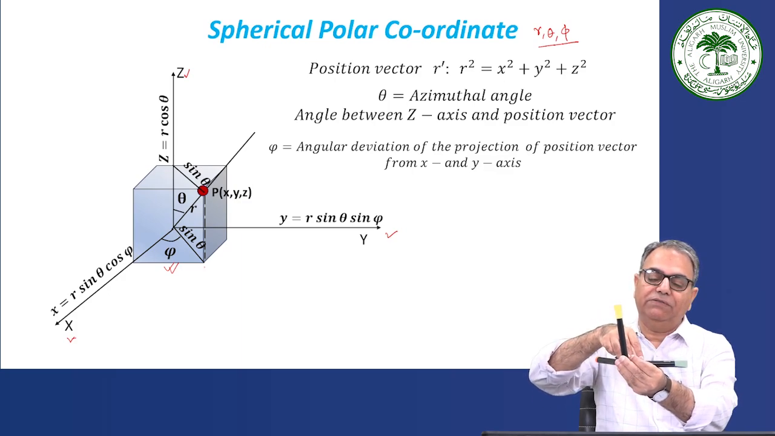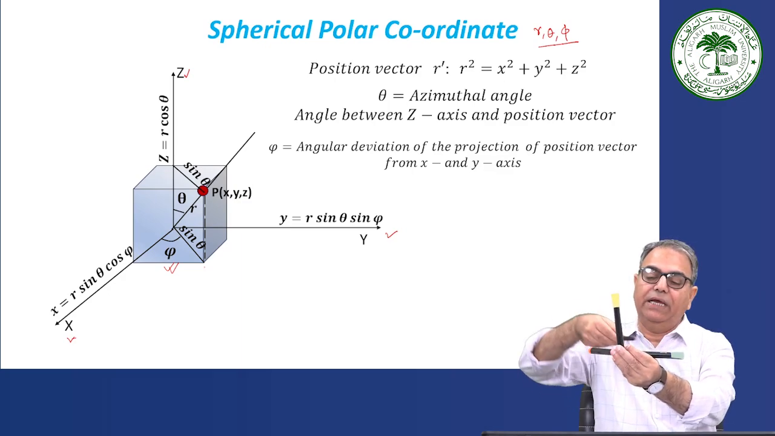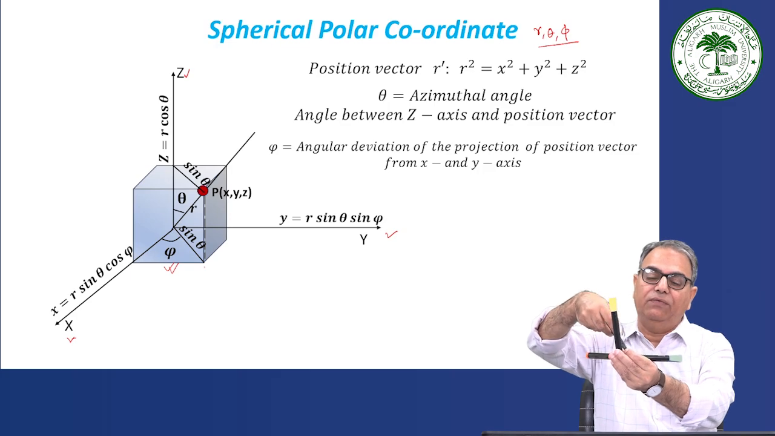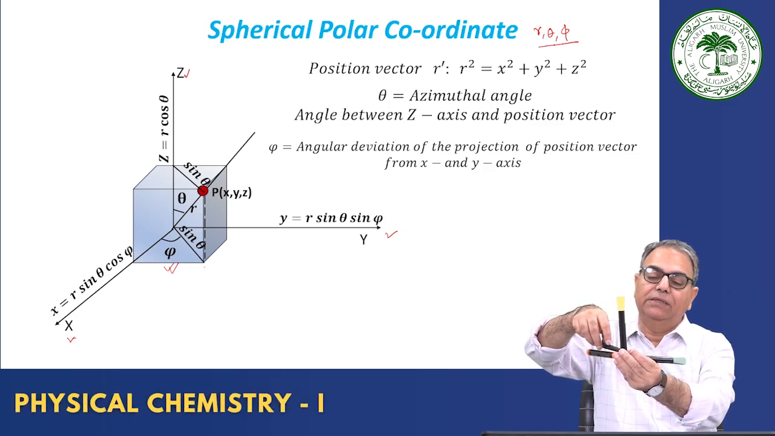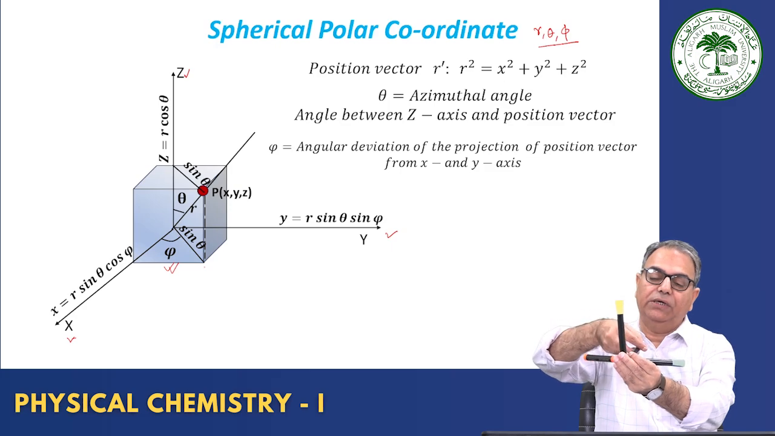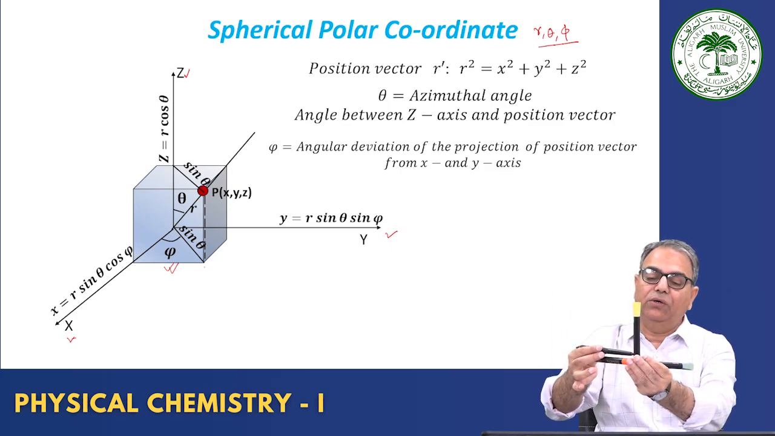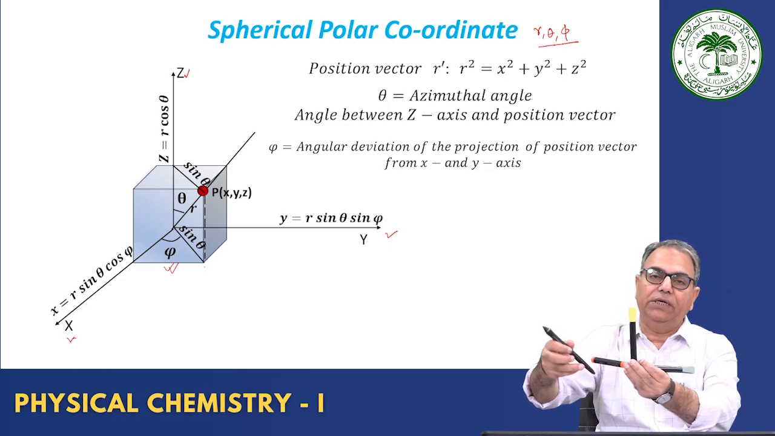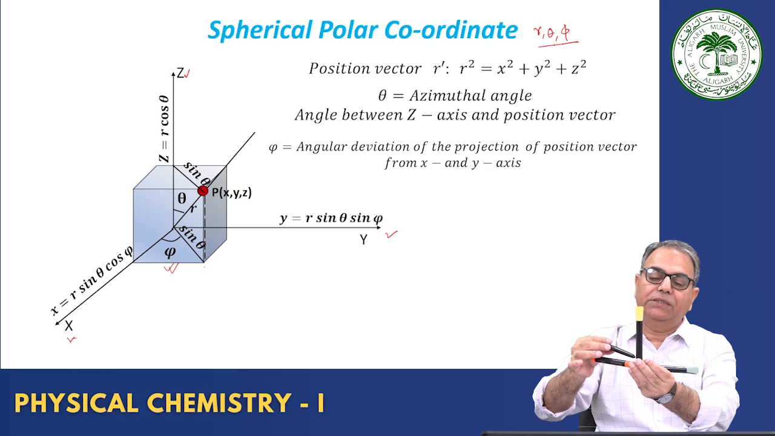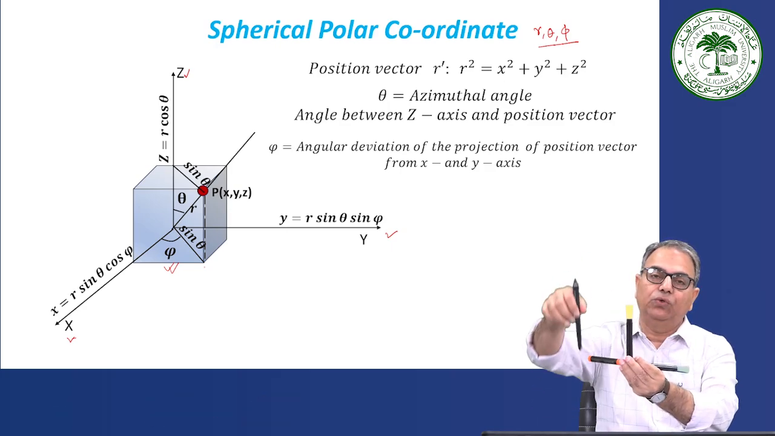So in this xy plane, suppose this is your x axis, then whatever angle this will make with the x axis is the phi angle. If it is making 0 angle with the x axis, then it could go here, here, here, and after 2 pi rotation it will come back to the x axis. So the phi angle can rotate in the xy plane from phi equal to 0 to phi equal to 2 pi.